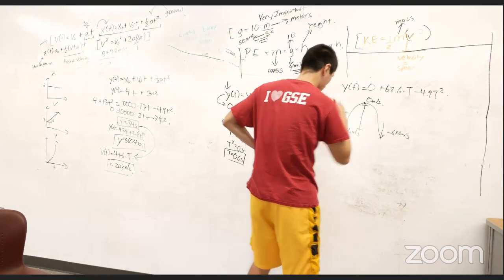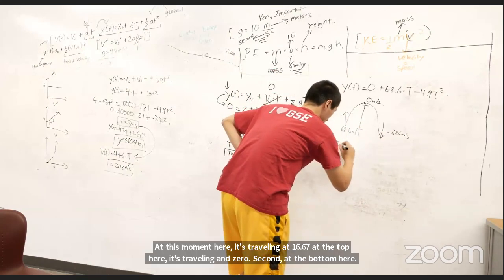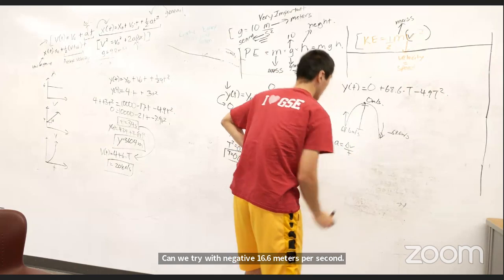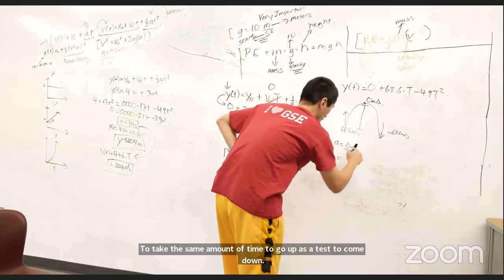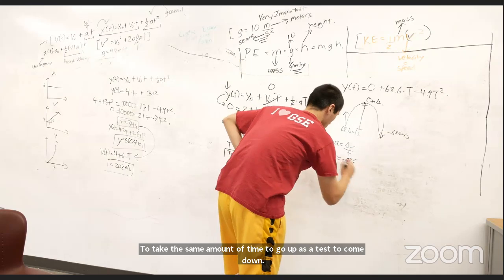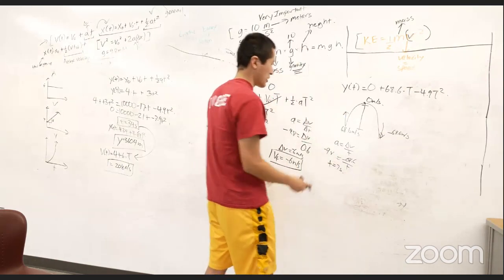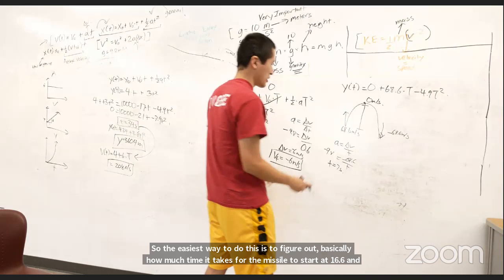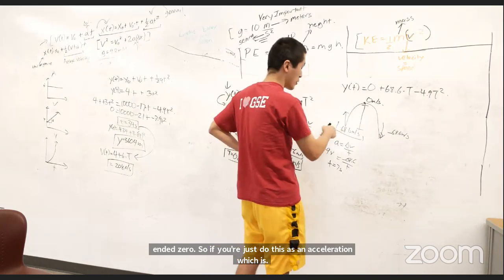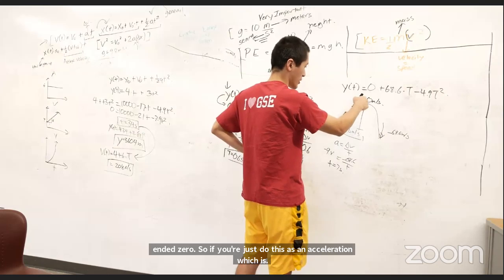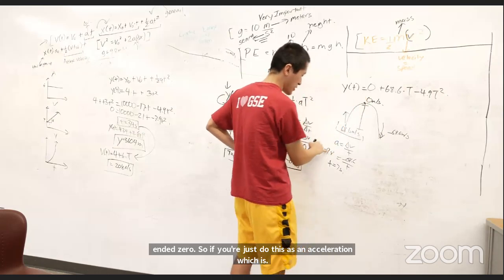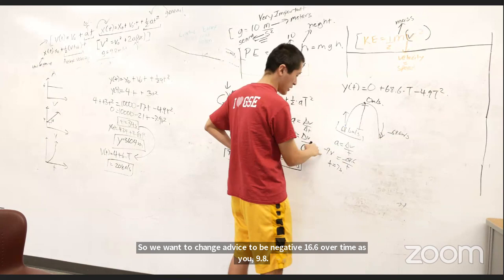So if we do this with acceleration, we want our change in velocity, negative 68.6, over time to equal negative 9.8. So this should be about 7 seconds. What I did here is take the initial velocity, which is 68.6, and figure out how much time it takes for the missile to stop at the very top. To do this, I just used that acceleration is equal to change in velocity over time. I get that time is equal to 7 seconds.